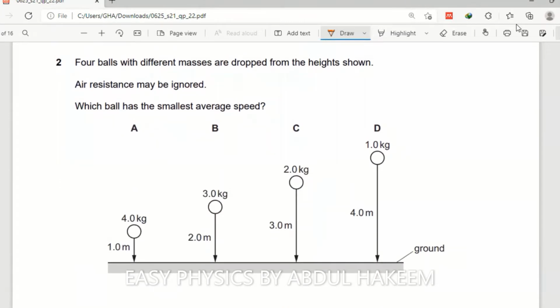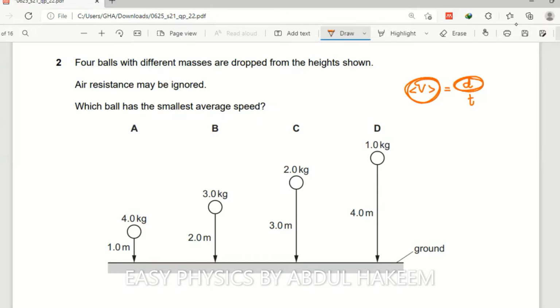Now move to the next question. Four balls with different masses are dropped from the heights shown. Air resistance may be ignored. Which ball has the smallest average speed? The average speed is equal to total distance divided by total time. So for the smaller average speed, the distance covered must be small.